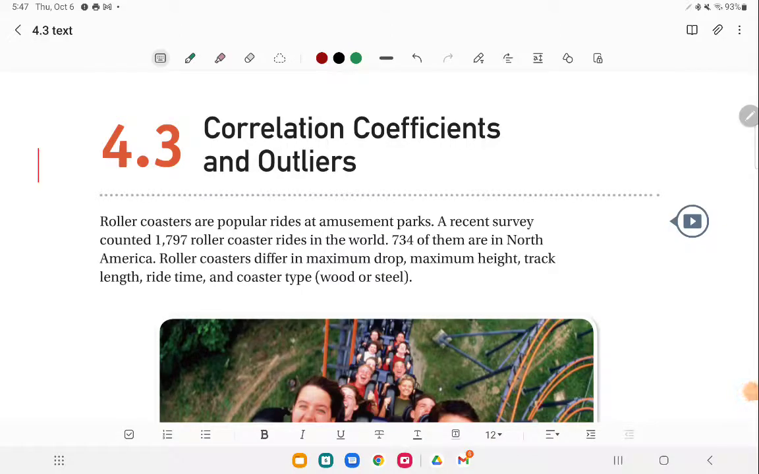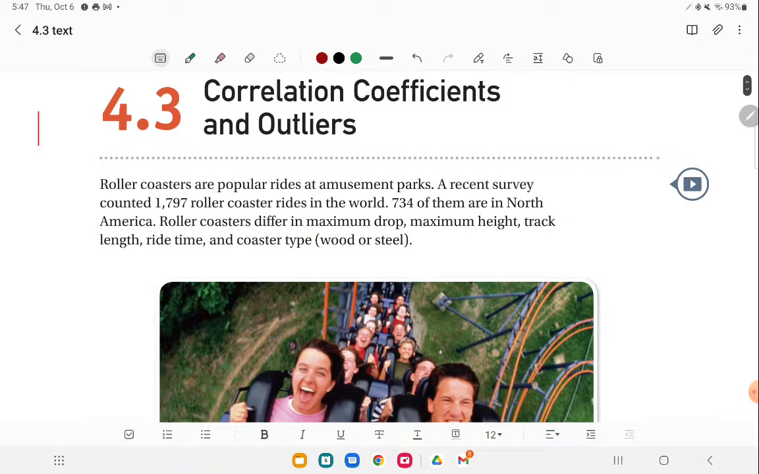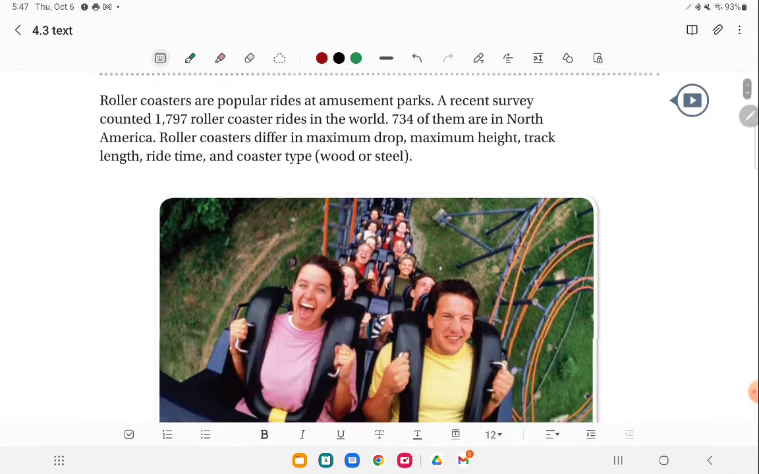Okay, in this video we will be looking at 4.3 correlation coefficients and outliers. Looking at roller coasters, a recent survey counted 1,797 roller coasters in the world, 734 of them in North America. I think most of us have ridden roller coasters, so most of us will be able to relate to some of these statistics that we're going to be looking at today.